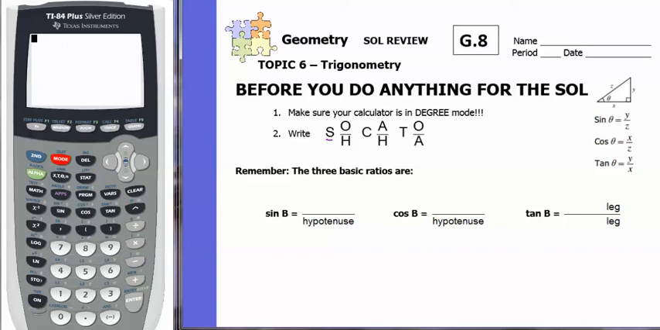Today we're going to be talking about topic 6, trigonometry. So we need to do a couple of things before we can even get started. First, I have to make sure that my calculator is in degree mode.